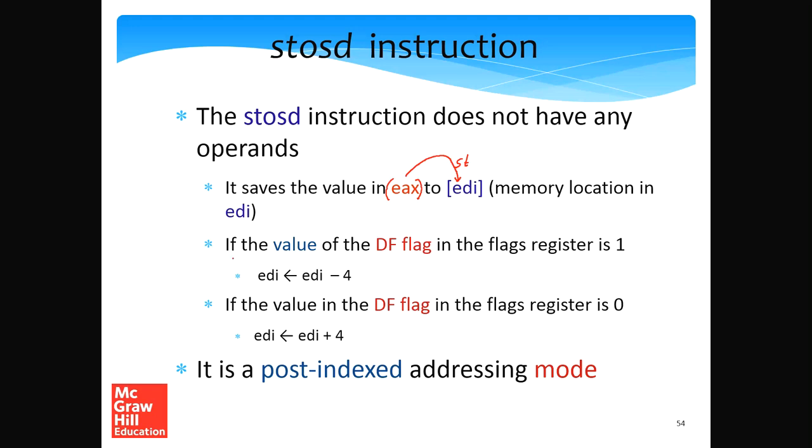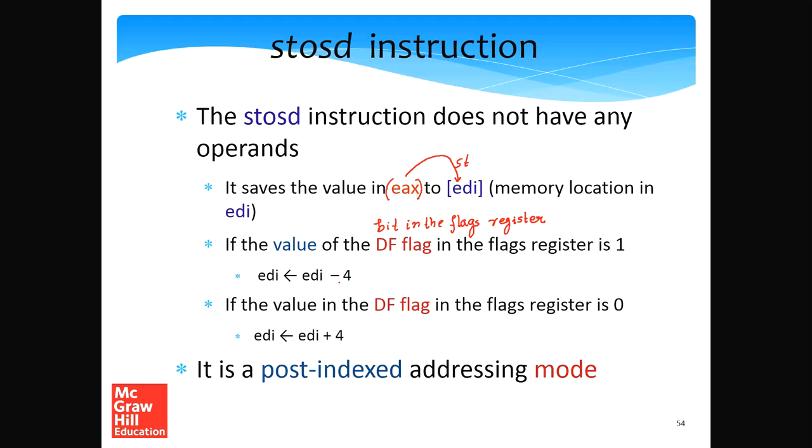In the flags register there is the DF bit. It's not the DF flag, it's the DF bit in the flags register. If the value of the DF bit in the flags register is set to 1, what the stosd instruction subsequently does is subtract 4 from the EDI register, because we are considering a 32-bit instruction set. If the value in the DF flag is 0, instead of subtracting 4, it will add 4 to the EDI register.